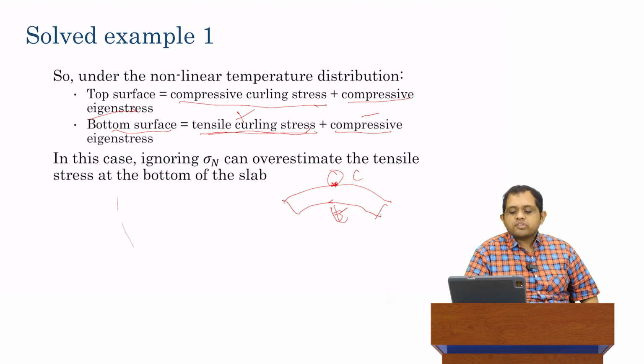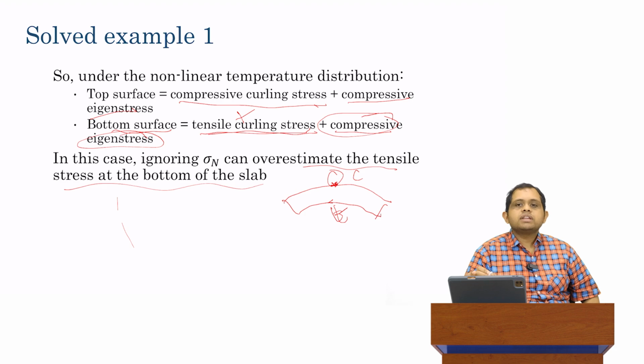So in this case, if we ignore this compressive eigenstress component, we would actually overestimate the tensile stress at the bottom of the slab. In this case, the eigenstress is actually reducing the stress at the bottom of the slab. We would be doing an over design if we did not take this into account. Now, this happens to be for this particular case. It is not the case all the time.